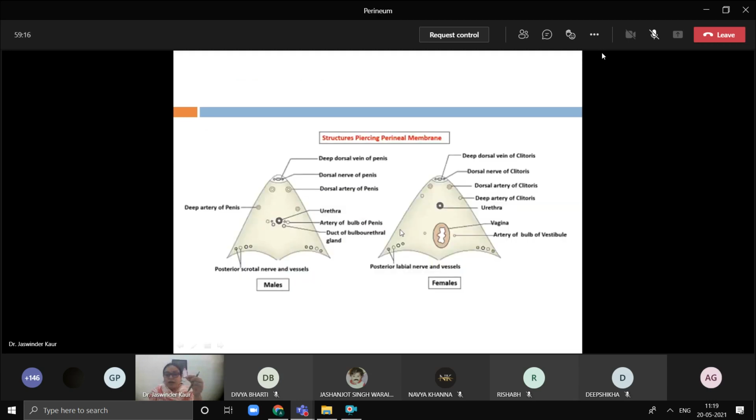So then more important is the structures passing through the perineal membrane. So these are the structures passing through the perineal membrane in case of male and female.